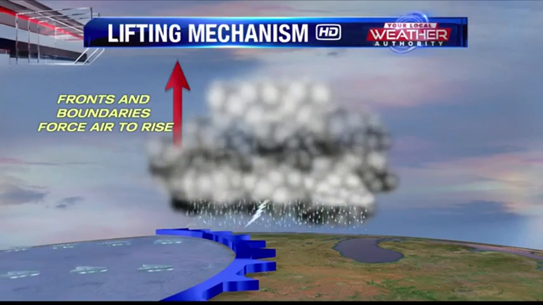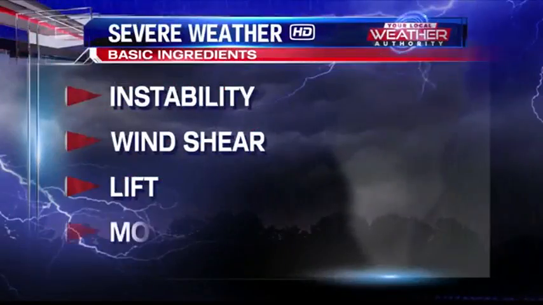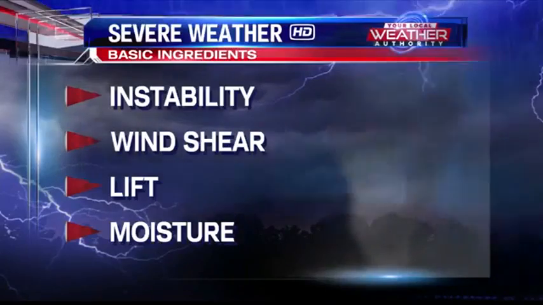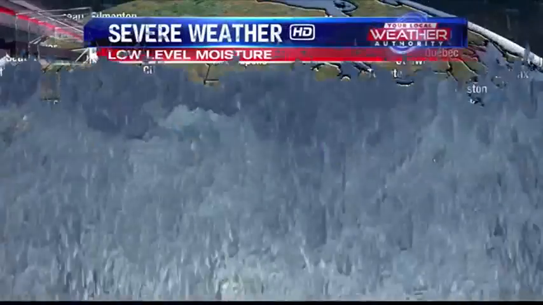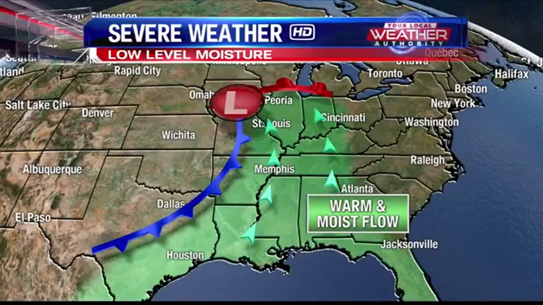The final and perhaps one of the most important ingredients is moisture. Without moisture, instability could be limited, making it difficult for storms to develop. Moisture often increases ahead of a developing storm system. Southerly winds help bring that moisture northward from the Gulf of Mexico, giving storms the fuel they need to develop.